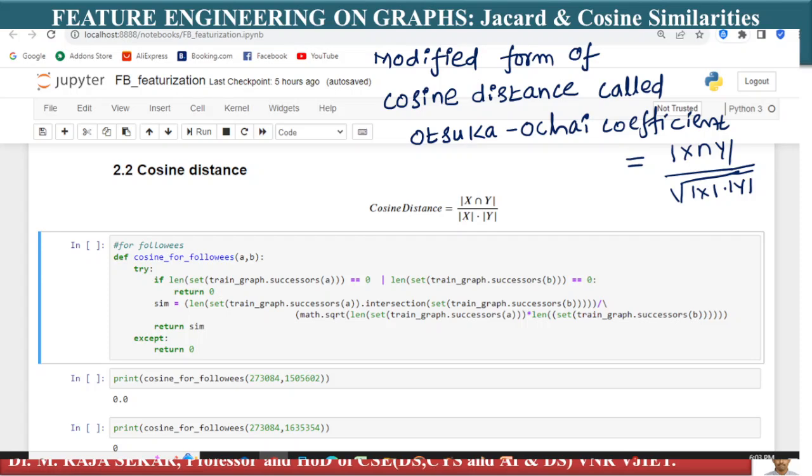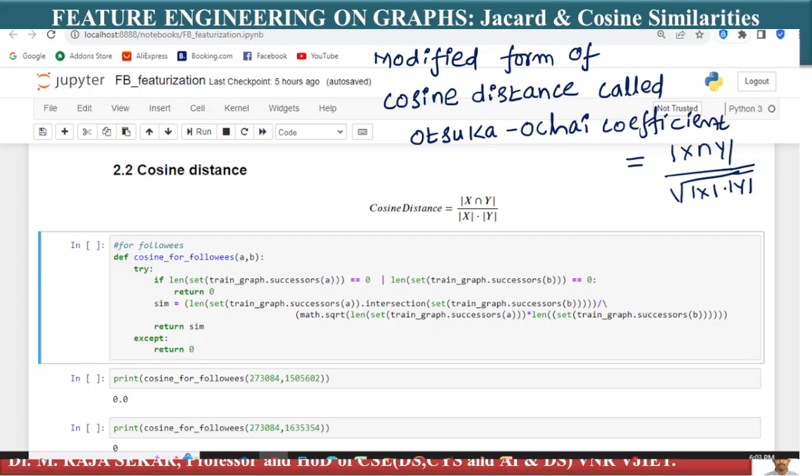This is basically a simple variation of cosine distance. The Otsuka-Ochiai coefficient is a variation of cosine distance which says instead of vectors I have sets. Imagine if I have set x and set y, I can define the size of the intersection by the number of elements in x and y, divided by the square root of the number of elements in x multiplied by the number of elements in y, isn't it?